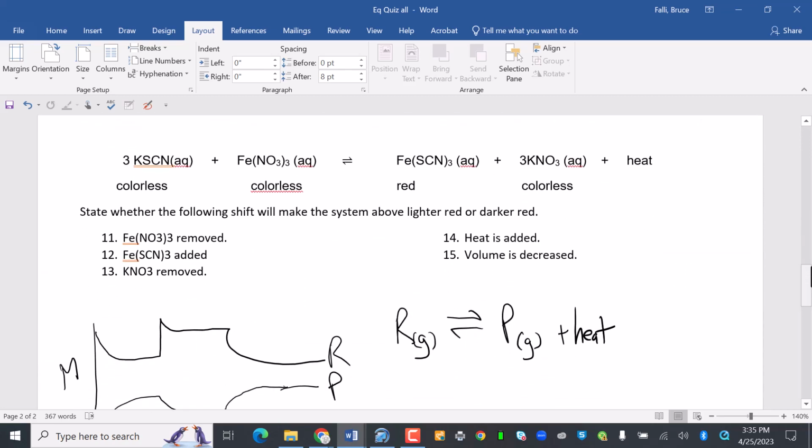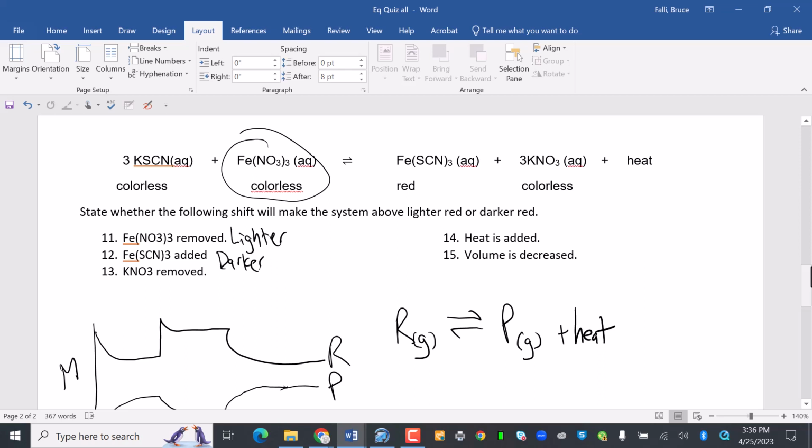State whether the following shift will make the system lighter red or darker red. If I remove Fe(NO3)3, that would shift to the left, lighter. Remove, replace. FeSCN is added. Oh, I added red. That's darker. That's the one you might miss. Remember, if you add the actual color, it gets darker.